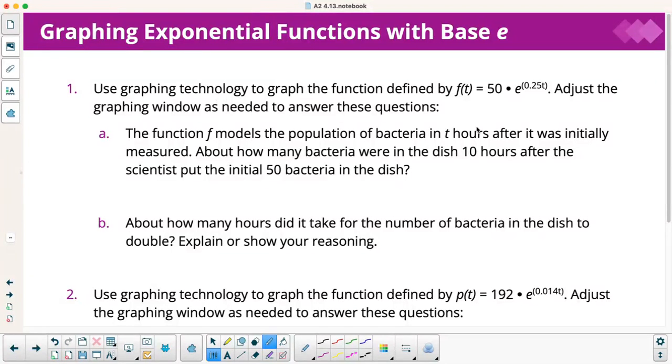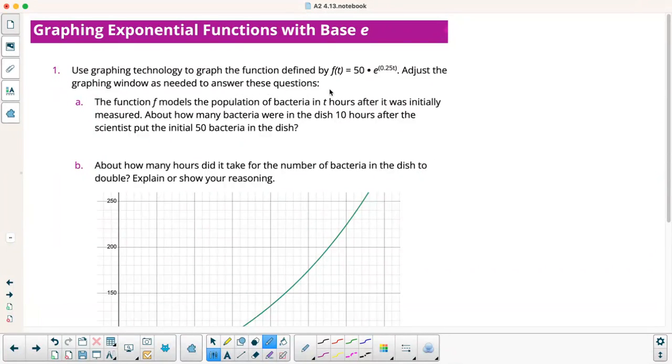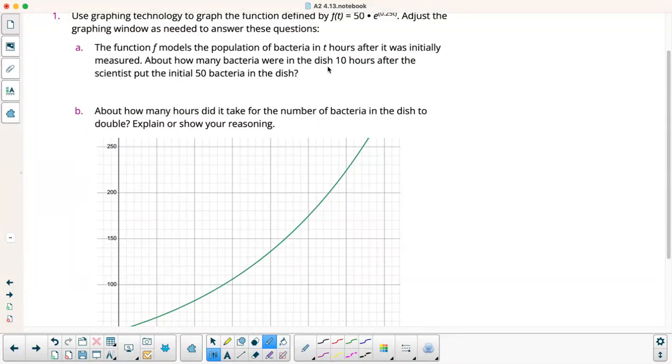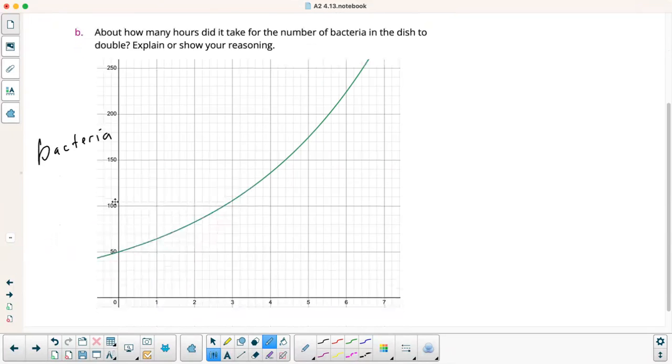All right. Use graphing technology to graph this function. Oh, shoot, I have a double slide. All right. So use graphing technology to graph this function here, 50, which is the first one we had. Adjust the window as needed to answer these questions. Okay, so here's my function. The function f models the population of bacteria t hours after it was initially measured. So this is going to be the number of bacteria, and this is going to be hours.